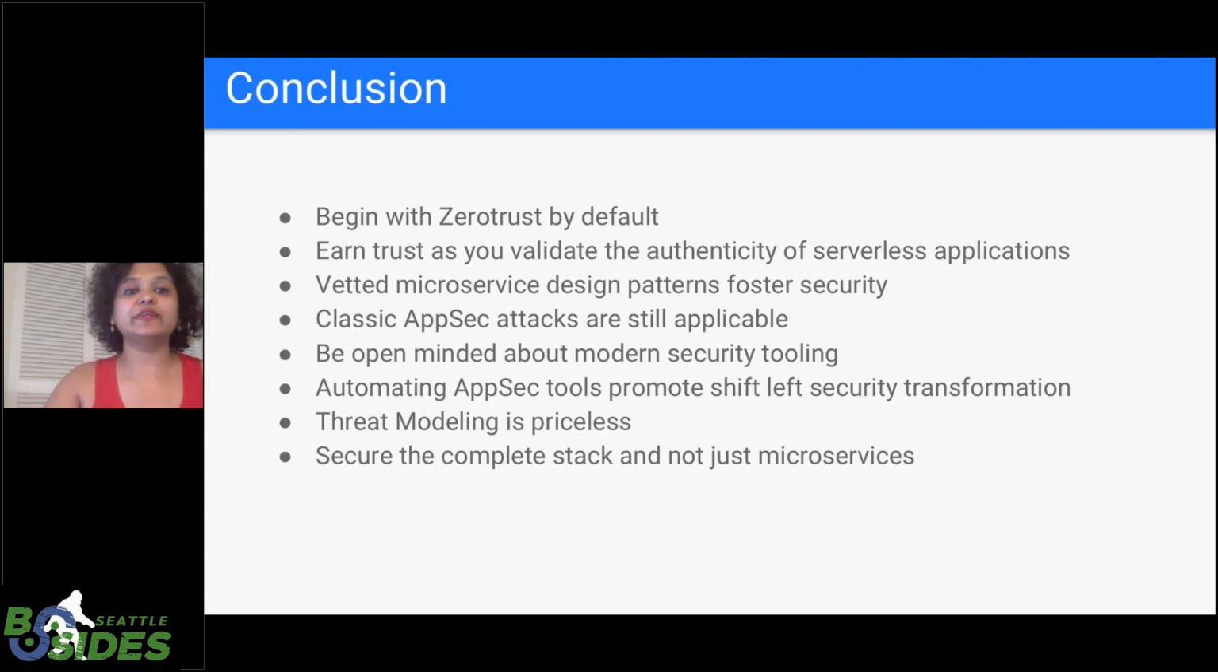Then we have seen that although the design patterns take care of the majority of security functionalities, they do not take care of some of the classic application security attacks. So know that these types of attacks are still possible, and think about how you can tackle them. You can either leverage commercial security tooling, which is available out there along with the open source tooling, or you can build your own homegrown security scanners. If you implement those scanners with your build pipeline, then the shift left of security transformation becomes super easy.